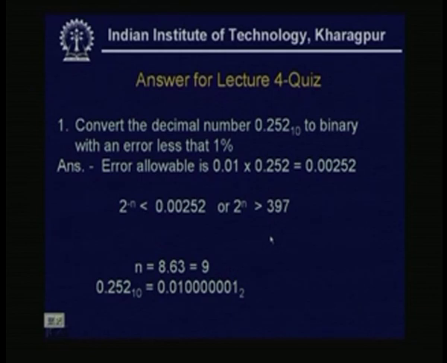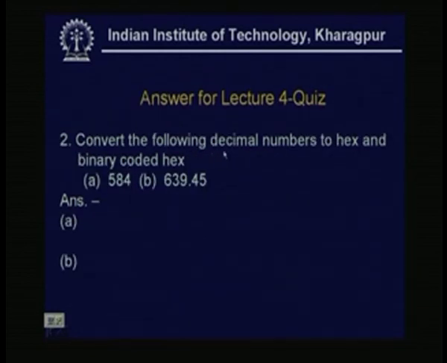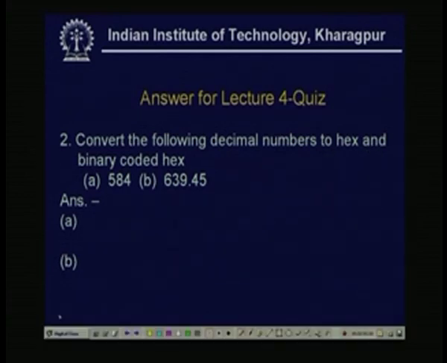Now, we see the next question. The next one is to convert the following decimal numbers to hex and binary coded hex. The first one we see is 584.